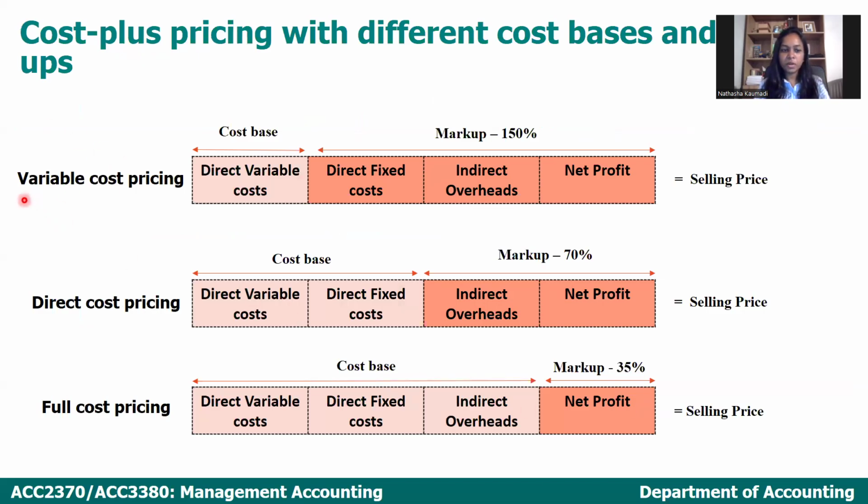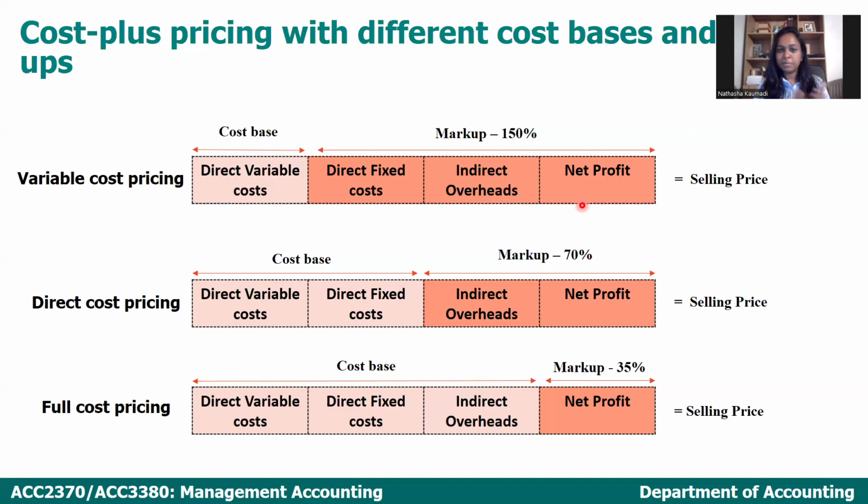Look at the first one, variable cost plus pricing. What is the cost base? The cost base is direct variable cost. You only know the direct variable cost. Now, what are the unknown things? You have not added direct fixed cost. You have not added indirect overhead cost. And in addition to that, you need to have a profit as well, no?